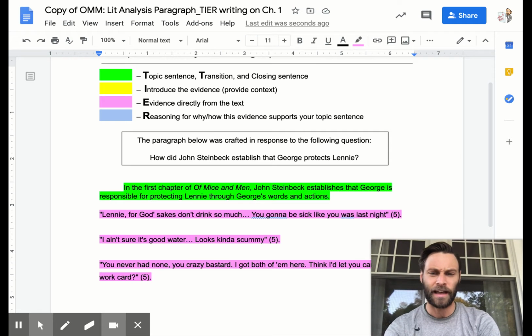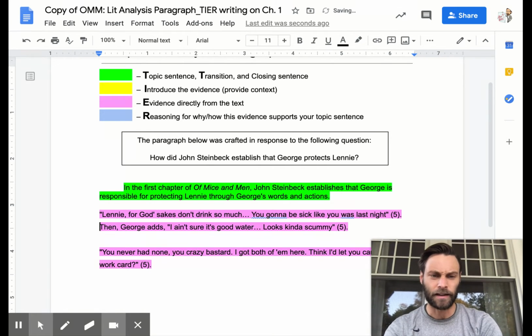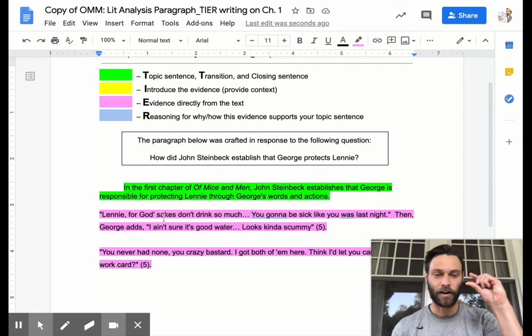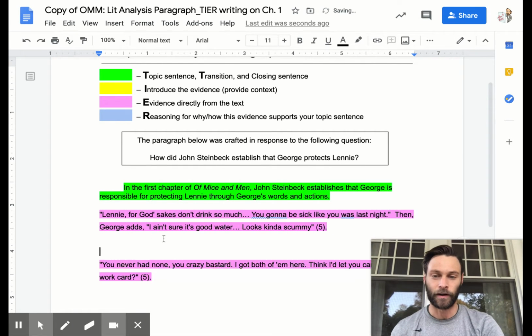For now, I'm just going to say, like then George adds. And so I'm just going to kind of combine these. And again, I can come back and polish that up a little bit. So now I'm just thinking about it as one piece of evidence, one chunk that I want to look at. And then I've got this other one that we're going to come to later.